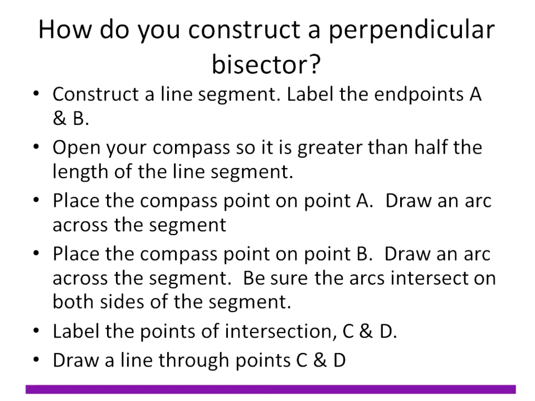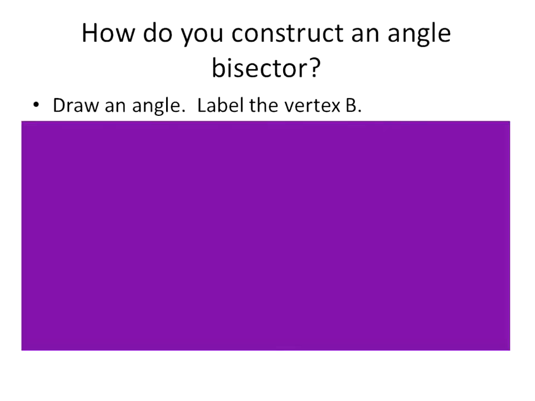So the last thing, most of you did that, we got that down. The last thing is, what if we wanted to bisect an angle? So this time, give yourself a little space and draw an angle. Don't make it too big. And label the vertex B.